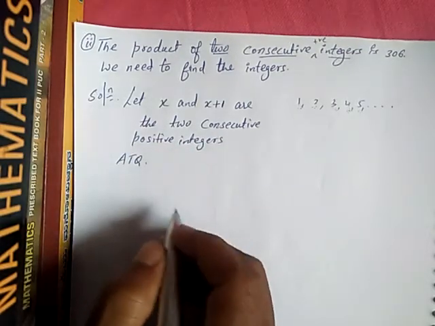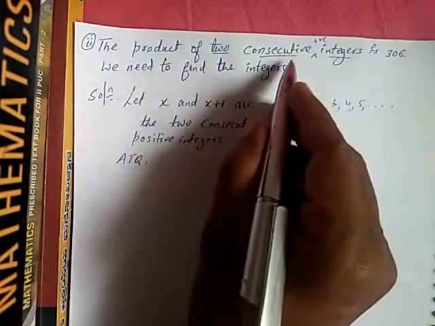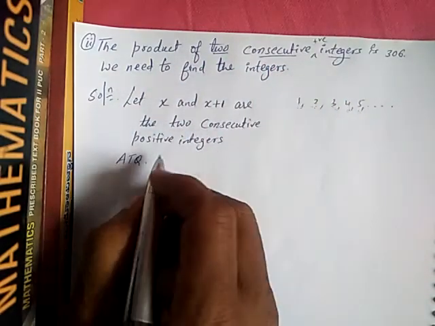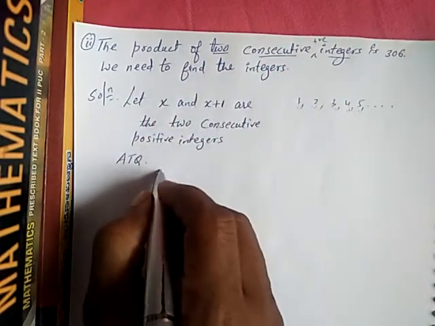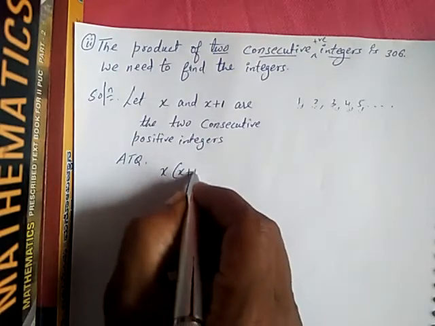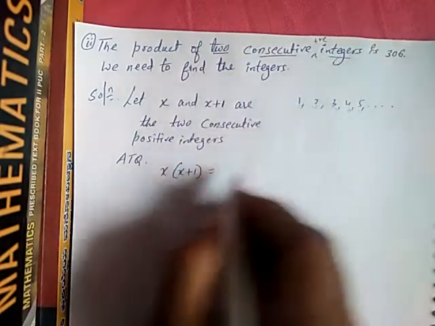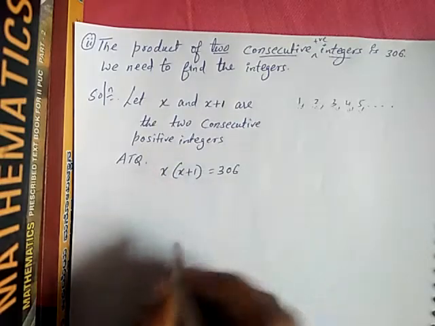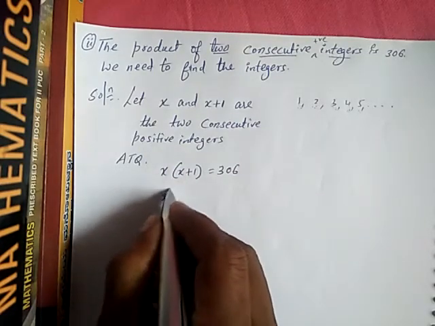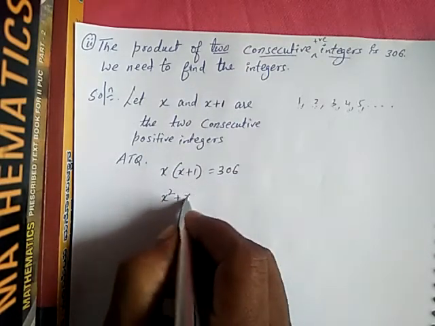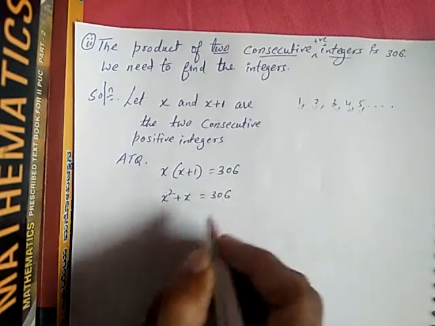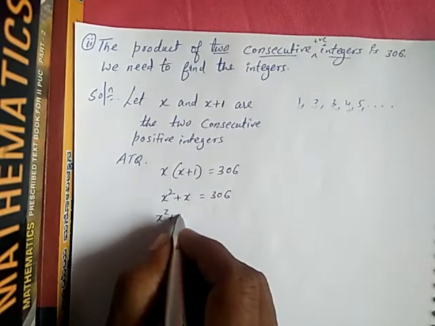According to the question, here the product of two consecutive integers means, product means what? x into x plus 1. That product is given here, it is 306. Now multiply x into x, which is x square, plus x into 1, which is x, equal to 306. Here x square plus x as it is.